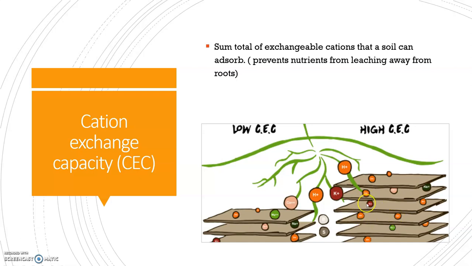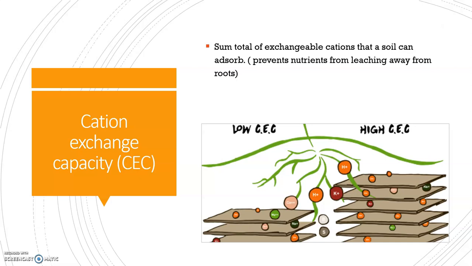These areas we call cation exchange sites. You can see here. So when you have a lot of colloid, that means you have a lot of cation exchange sites. I mean, more nutrients will have spaces to go and bind in with the colloid.